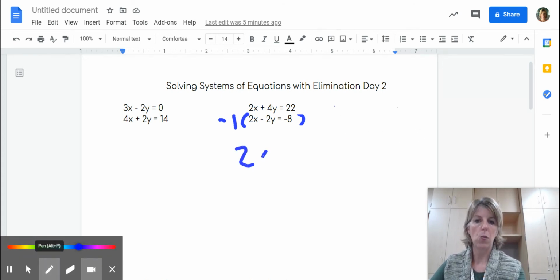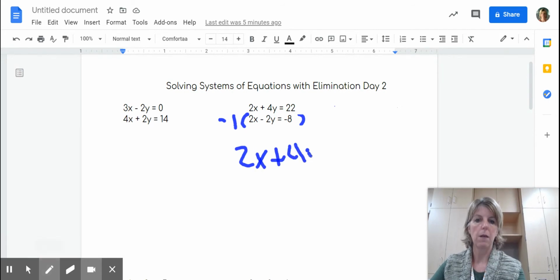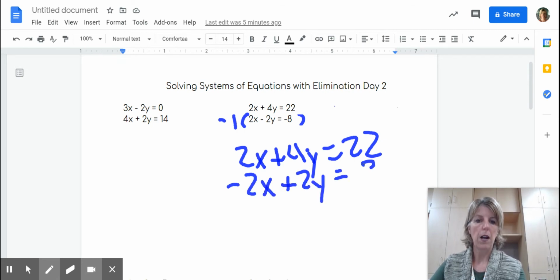And so I'm going to have my 2x plus 4y stay the same. But the other equation, I'm going to flip the signs for everything. It becomes negative 2x, positive 2y equals positive 8. So the signs flip all the way across. Make sure you take that negative all the way across.